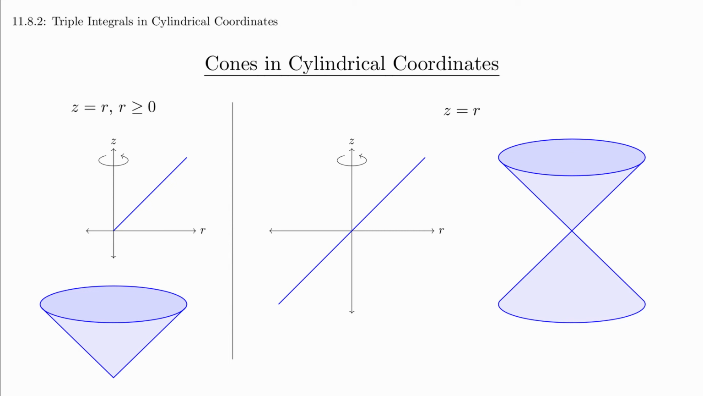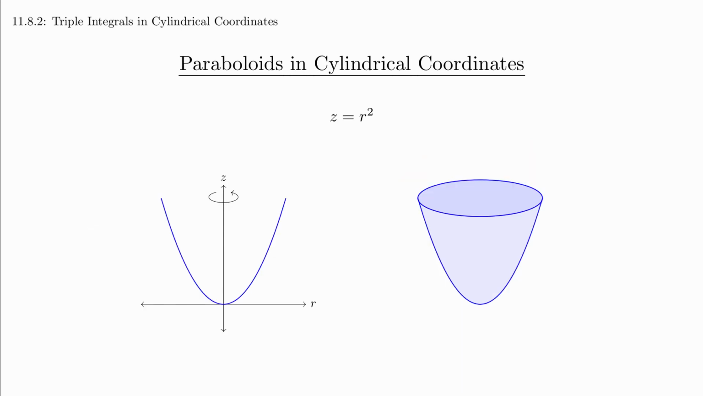In general, lines will lead to cones. If the slope of the line changes, then that will be reflected in the shape of the cone. And shifting the y-intercept will change the location of the tip of the cone. The best strategy is to graph the line in the plane and think about what you get when you rotate it around the z-axis. Another common shape in cylindrical coordinates are paraboloids.